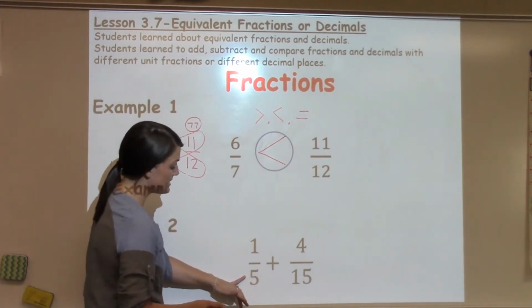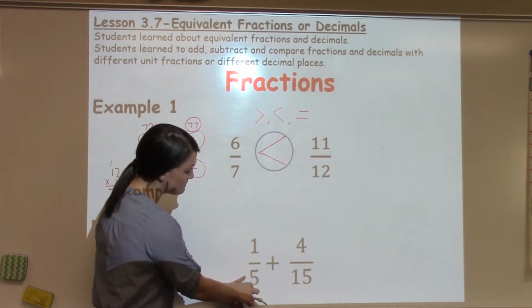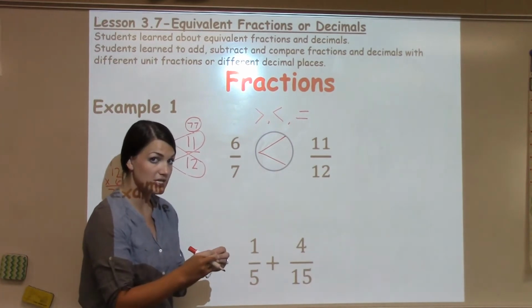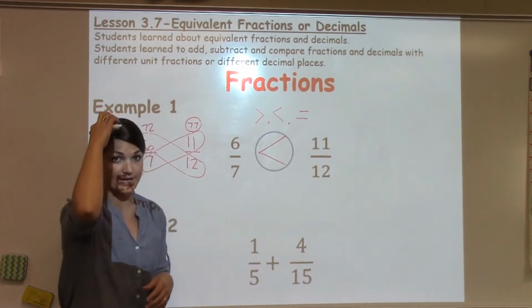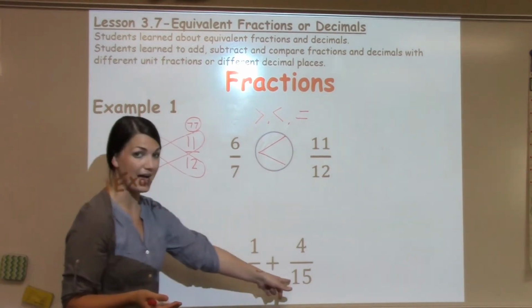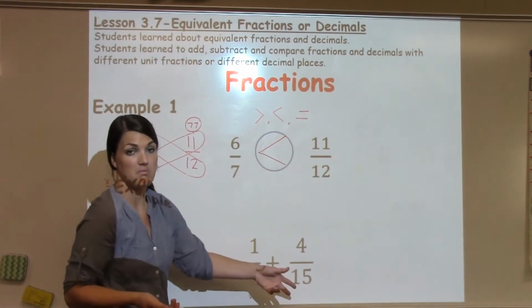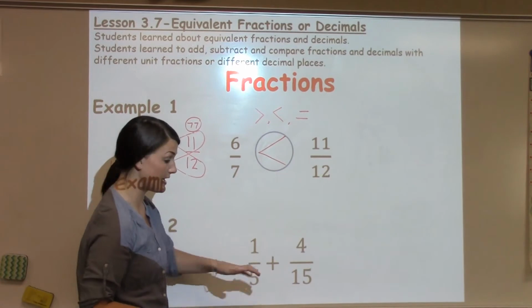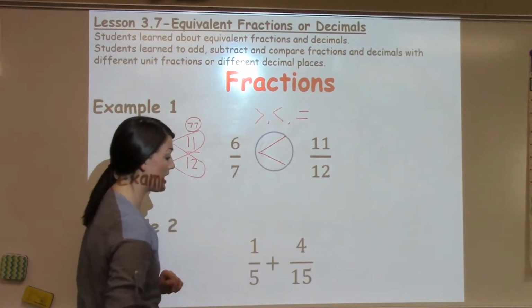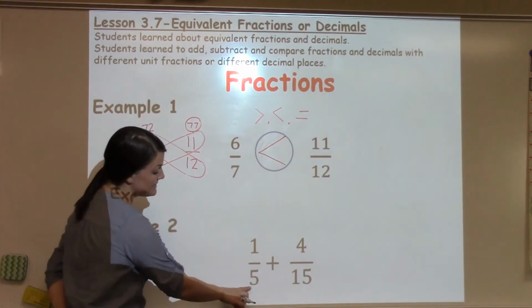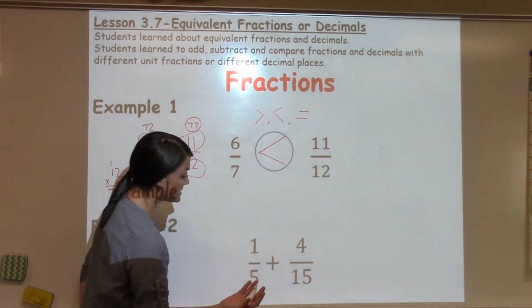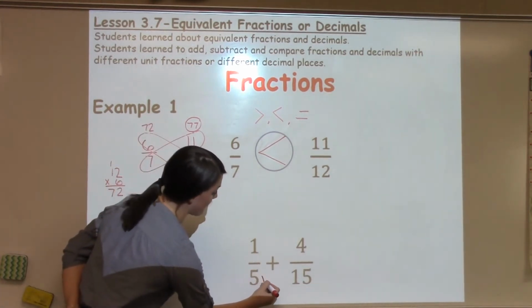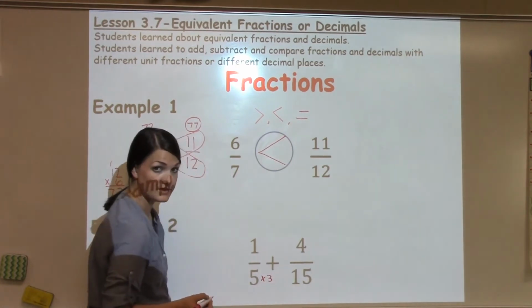The shortcut method means the denominator that's smaller, is there something I can do to it with multiplication to make it equal to the bigger denominator? If so, I don't have to change the second denominator, and I get to leave it alone. It's a shortcut because then I don't have to do anything to the other denominator. And in this case, is there something with multiplication that I could do to a 5 to make it a 15? Yes, I could take 5 times 3 to get me 15.